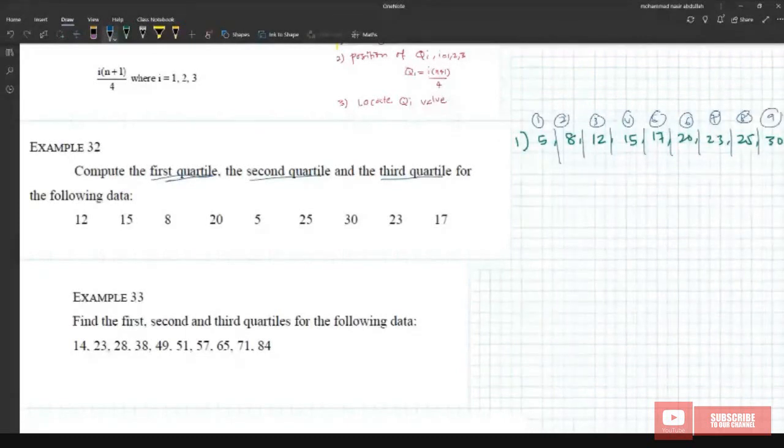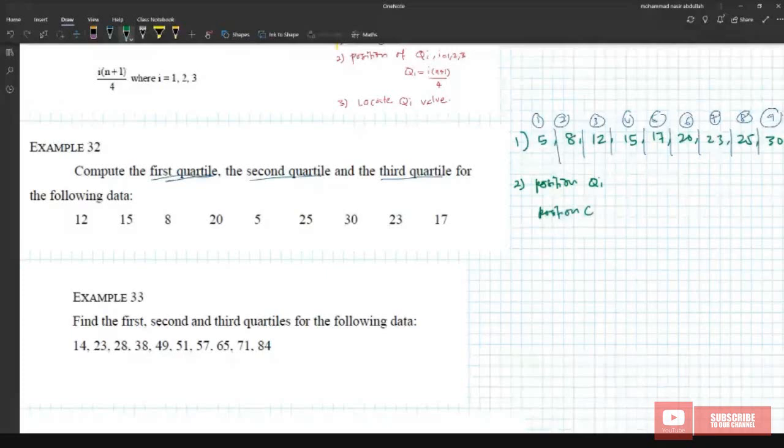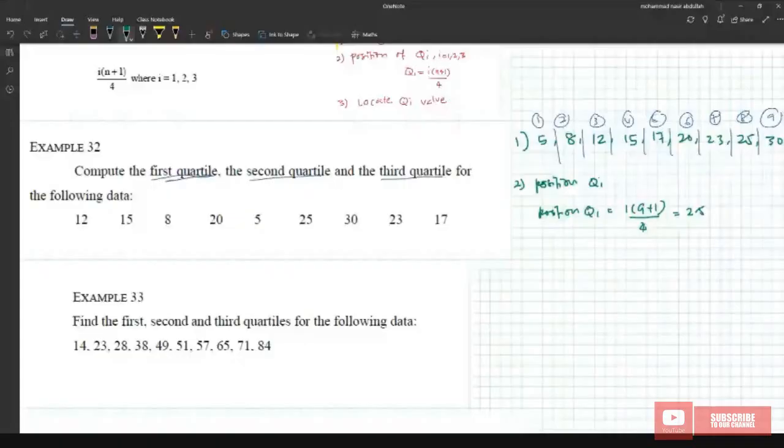So step number 2, we need to find the position of quartile i. So let's say position of quartile 1. This is 1 multiplied with n, which is 9, plus 1, divided by 4. So this is going to be 2.5. So quartile number 1 is the value at position between 2 and 3.